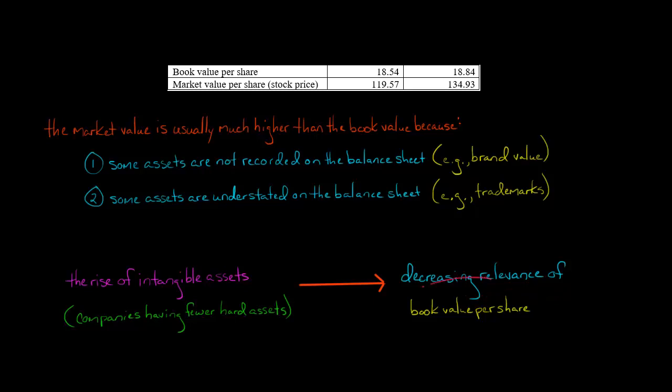Because, again, book value per share is in theory telling us, if all the assets were sold for their book values and then we satisfied the liabilities and so forth, what are the investors going to be left with? Okay, but the book value really isn't telling us what the liquidation value of the company is because, again, we have a lot of assets that are either not on the balance sheet at all or they are understated on the balance sheet.